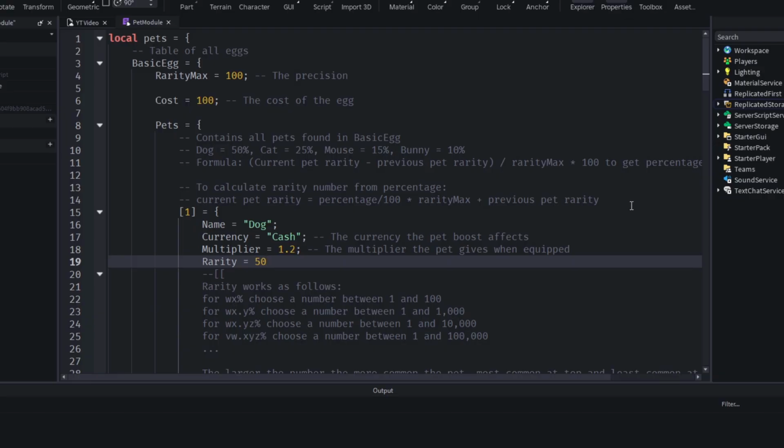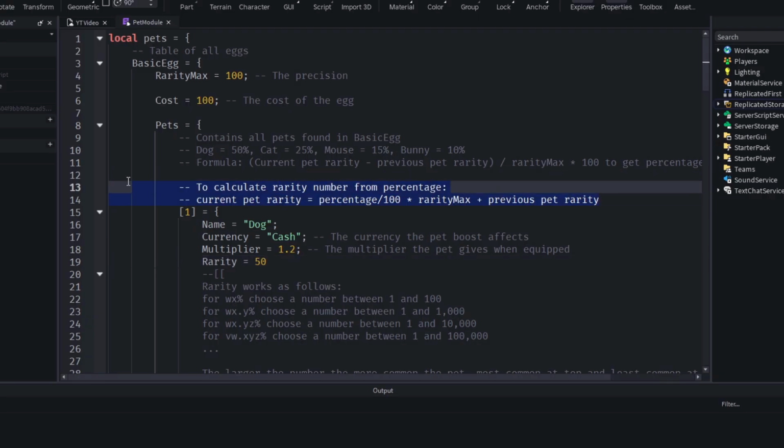But next time we'll go over the billboard GUI, so do leave a comment if you are a bit confused with the way this system works.